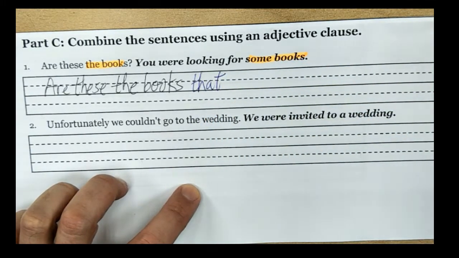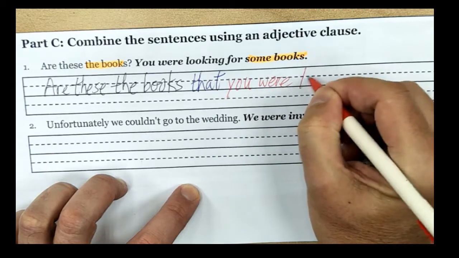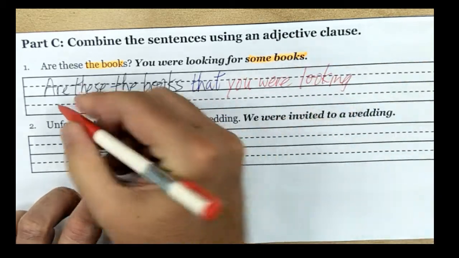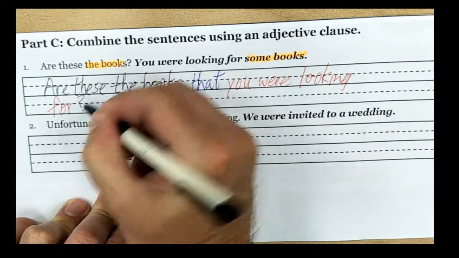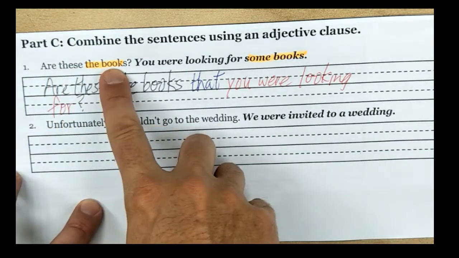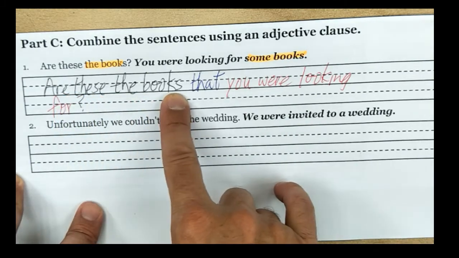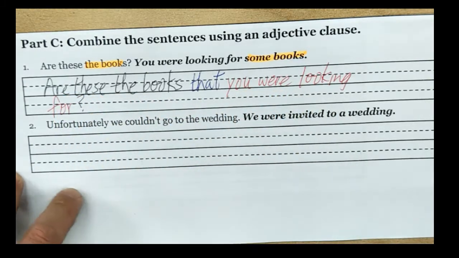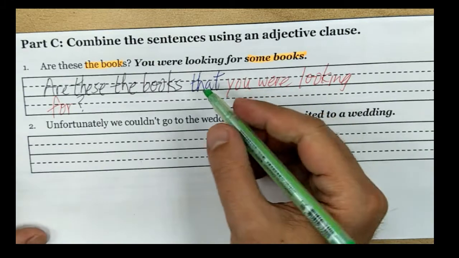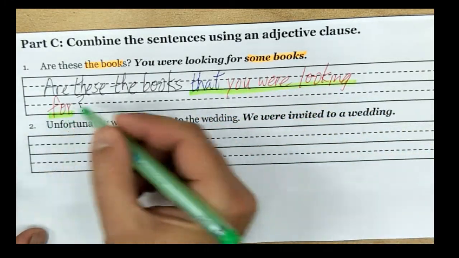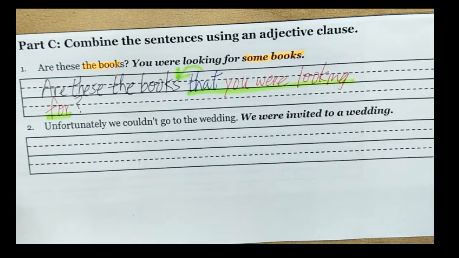And we use a subject and a verb. That you were looking for. And then this is a question, so a question mark. So, are these the books? You were looking for some books becomes, are these the books that you were looking for? This is the adjective clause, and it is describing books. Very easy.